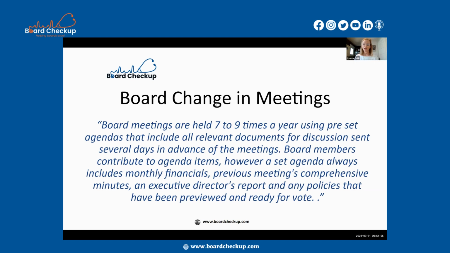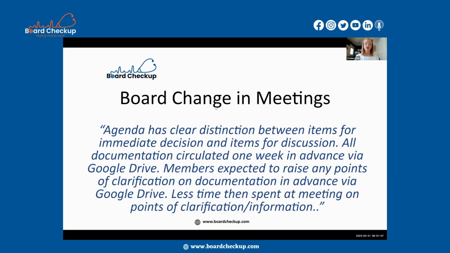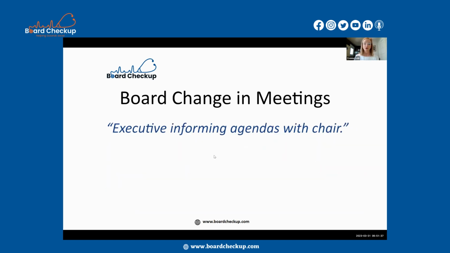So that's one change. Here's another one. Agenda has clear distinction between items for immediate decision and items for discussion. All documentation circulated 1 week in advance via Google Drive. Members are expected to raise any points of clarification on documentation in advance. Less time is spent at the meeting on points of clarification information. So that improved the time in the meeting.